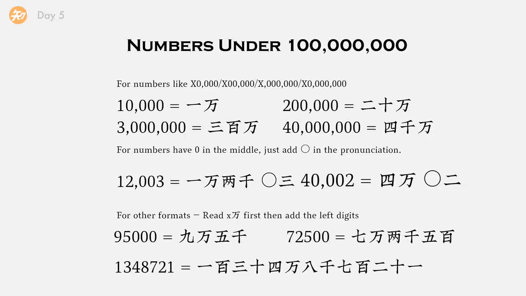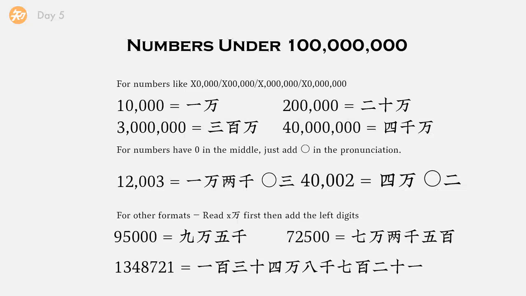200,000, 20,000. For numbers that have 0 in the middle, just add 0 in the pronunciation. 12,003, 12,003. 40,002, 40,002. For other formats, read X万 first, then add the left digits.